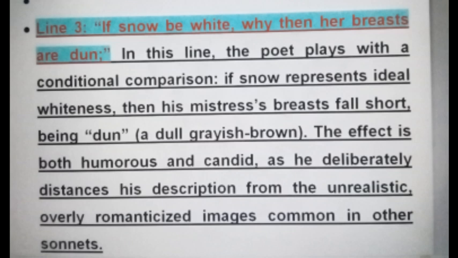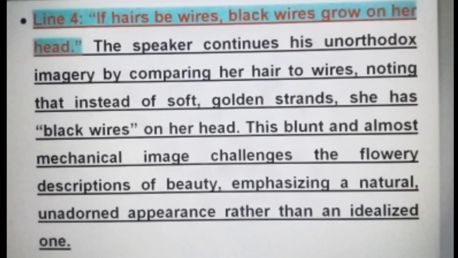Line number 3. If snow be white, why then her breasts are dun? In this line, the poet plays with a conditional comparison. If snow represents ideal whiteness, then his mistress' breasts fall short, being dun, a dull greyish brown. The effect is both humorous and candid, as he deliberately distances his description from the unrealistic, overly romanticized images common in other sonnets.